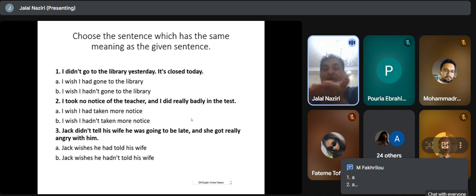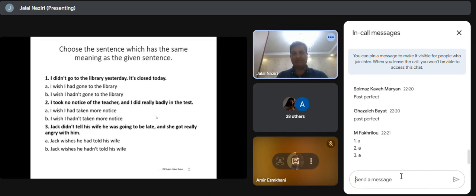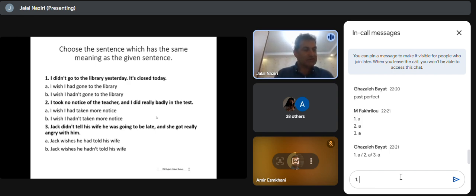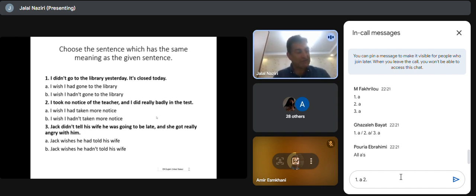Now, compare your answers with your partners, with elbow partners. Compare your answers, A, B, A, B, A, B. Then you send your answers. Good. Sorry, we couldn't have this Zoom session, then I could put you in different rooms.